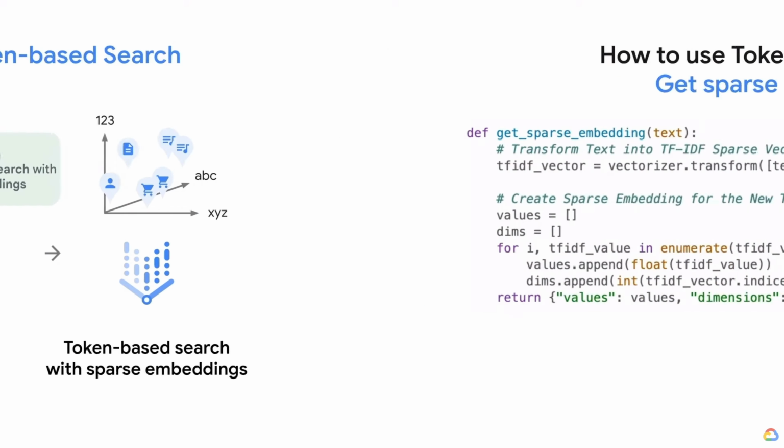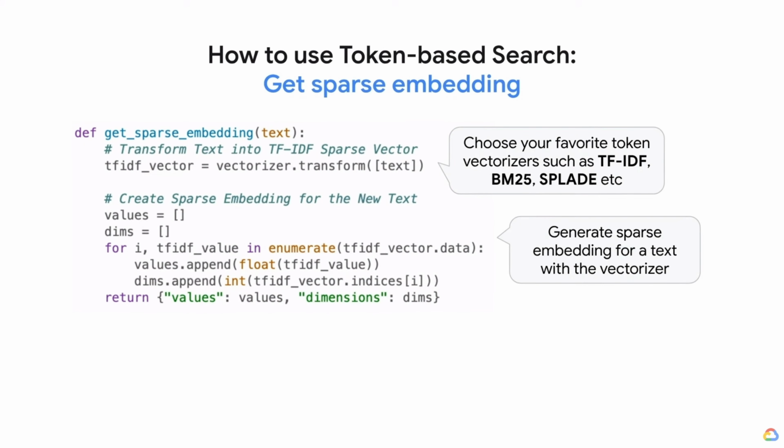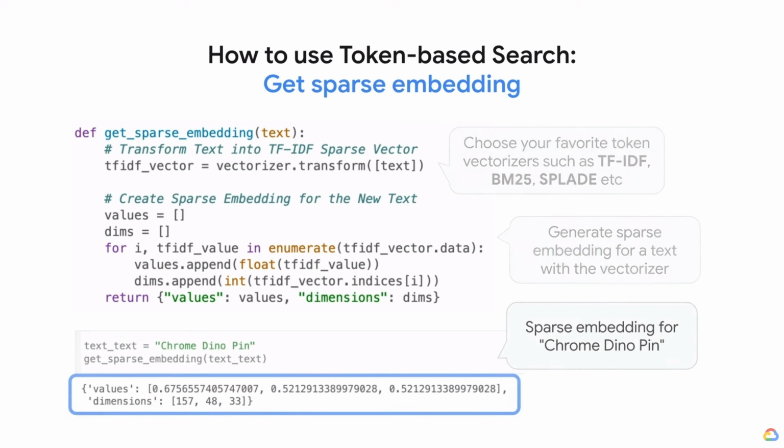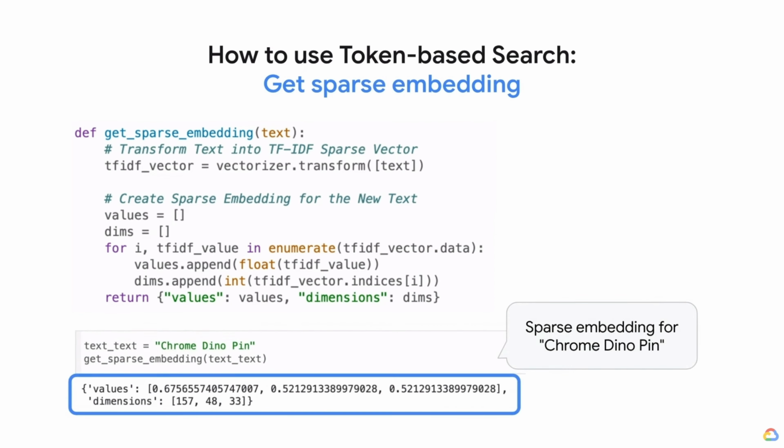We begin by using a vectorizer to transform our text into sparse embedding. In this example, we'll use a TF-IDF vectorizer from the scikit-learn library. TF-IDF is a common algorithm that gives more weight to important words within a text. This function takes the text like Chrome Dino Pin and feeds it into the vectorizer. The output is 3 values with their dimensions. This is the sparse embedding for the text.